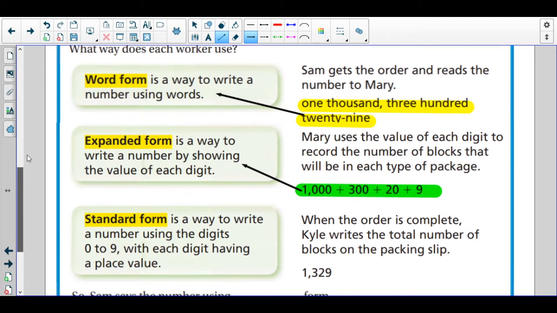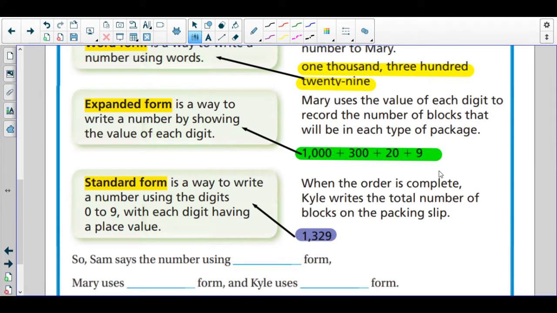Kyle, what does Kyle do? Well, when the order is complete, Kyle writes the total number of blocks on the packing slip, and he writes this number right here, 1,329. And that right here is an example of standard form. Pretty much the form that you've been used to using all through your math career.